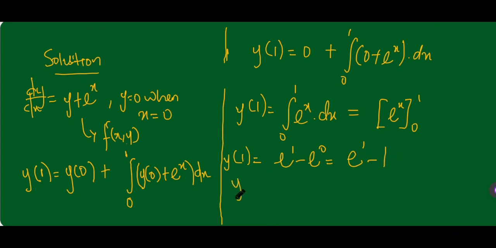On punching this into our calculator, we have our y1 to be equal to 1.7183. So to correct to two significant figures, our y1 is going to be 1.7 to two significant figures.